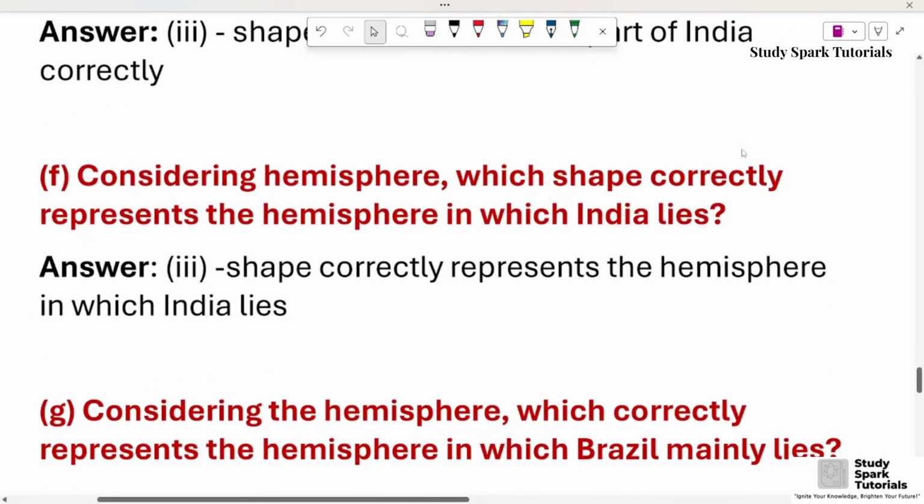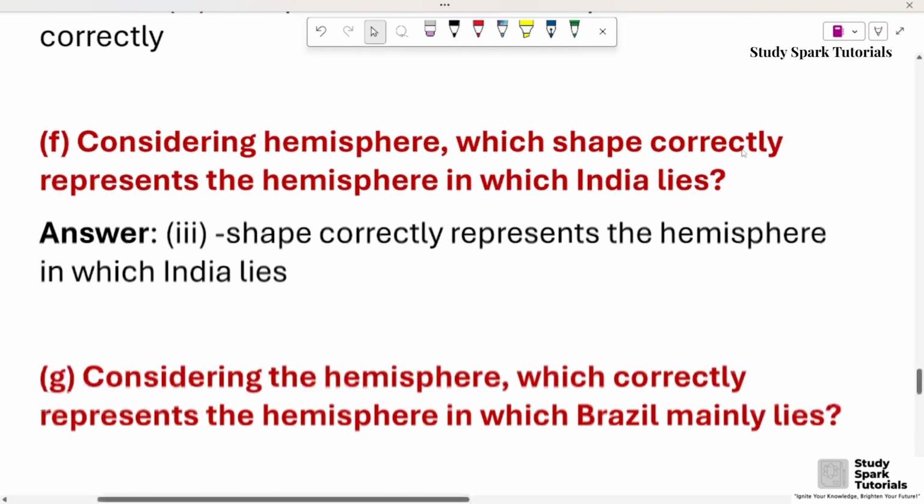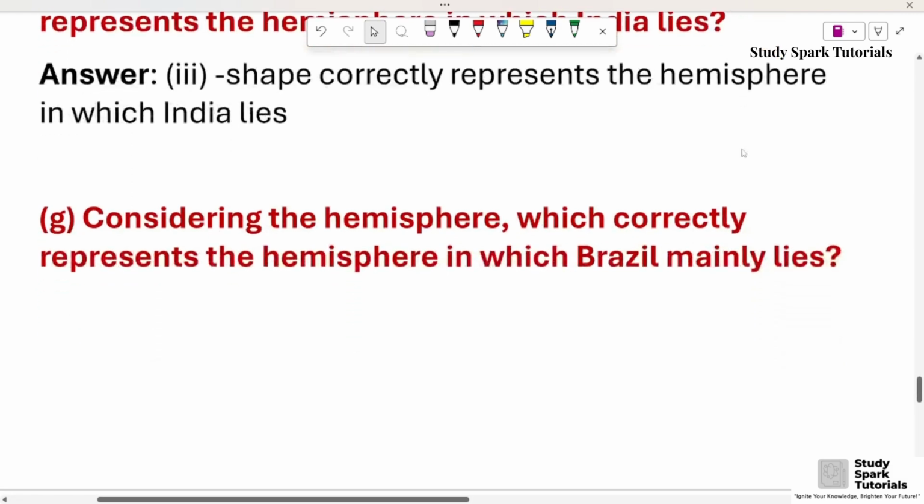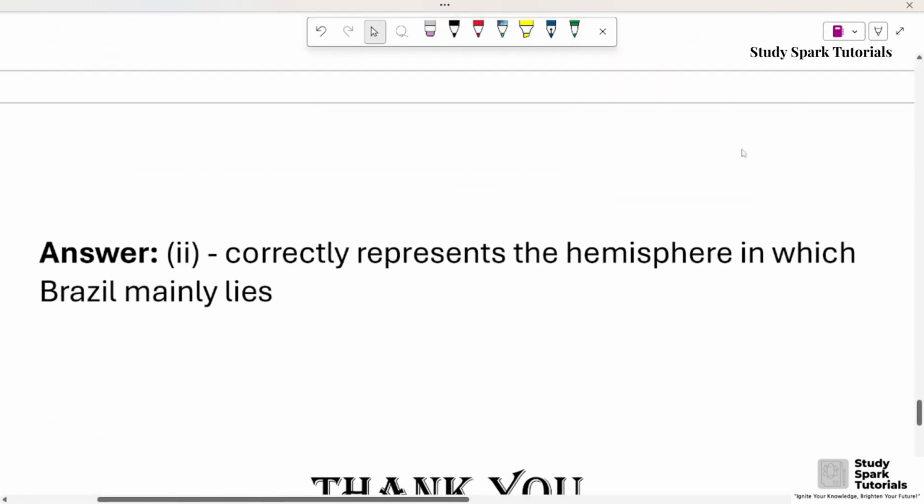F, considering hemisphere, which shape correctly represent the hemisphere in which India lies? Answer, third number of image shape correctly represent the hemisphere in which India lies. G, considering the hemisphere, which correctly represent the hemisphere in which Brazil mainly lies. So answer is second number of image correctly represent the hemisphere in which Brazil mainly lies.